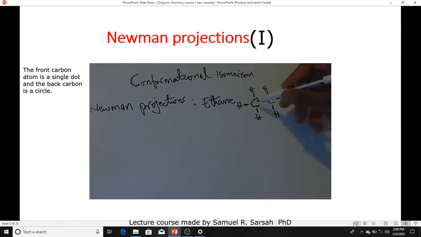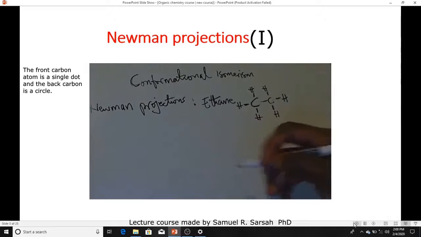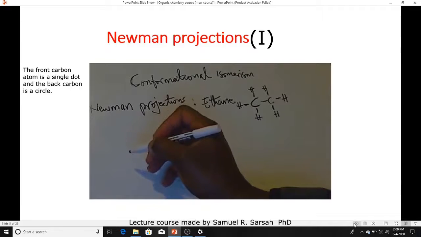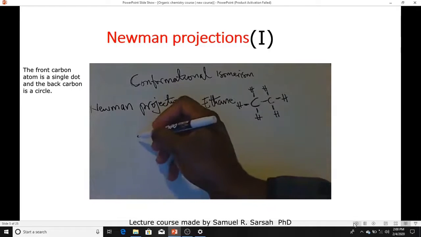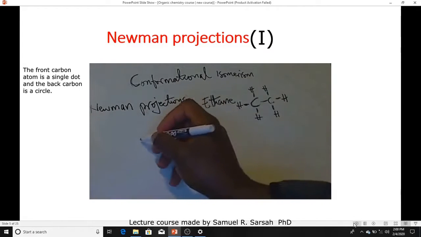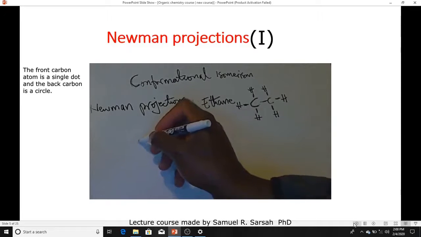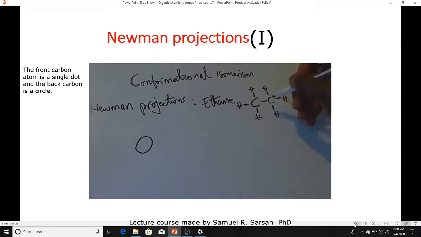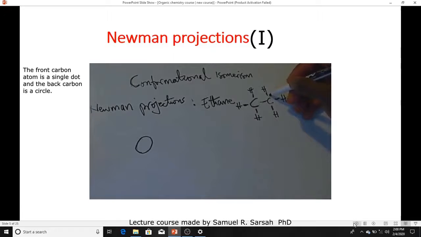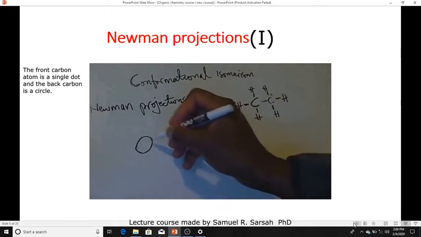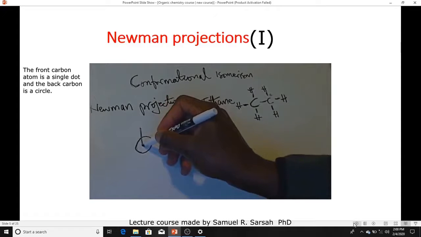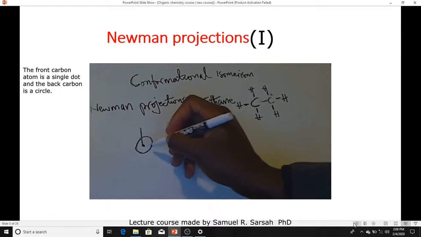Let's say this carbon number 2. So let's try to take this carbon number 1 to be the big circle. So this carbon 2 will be the dot inside.